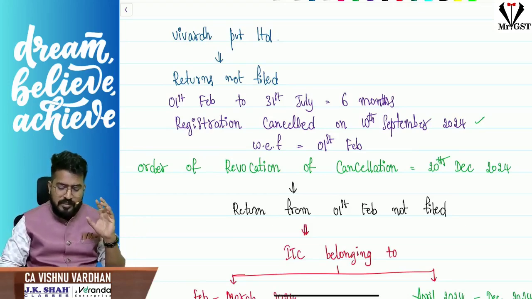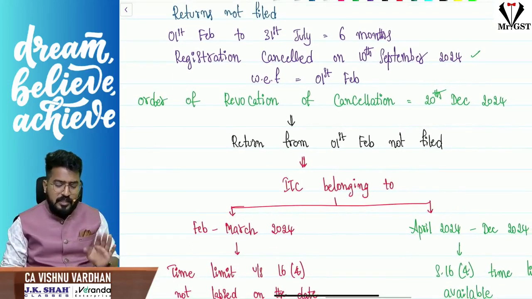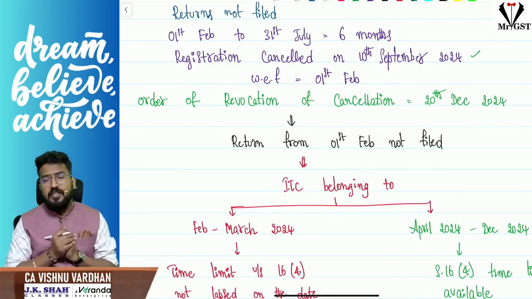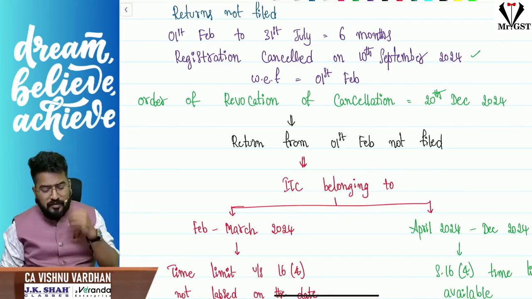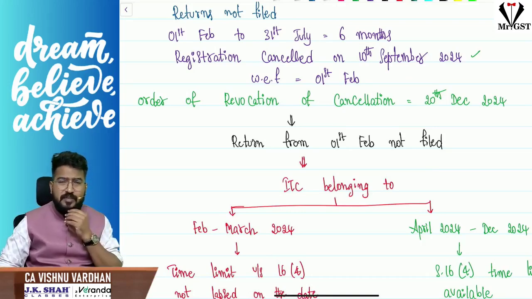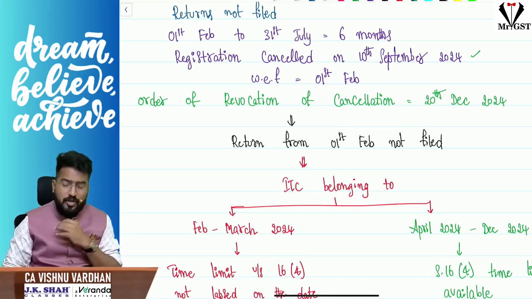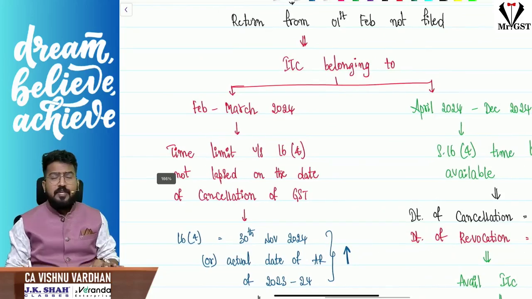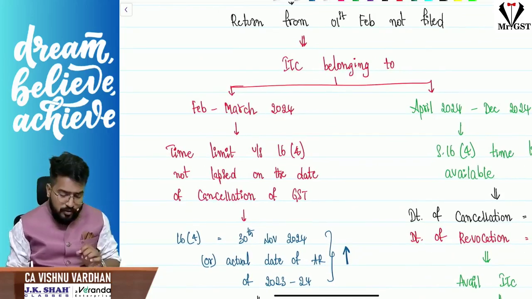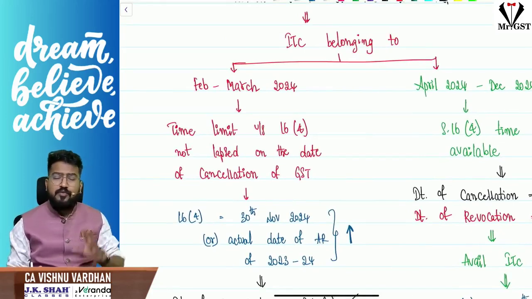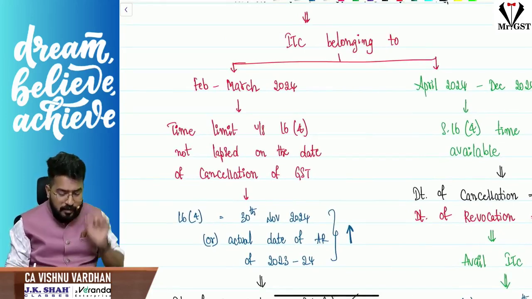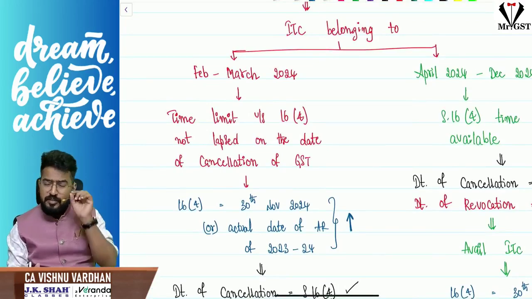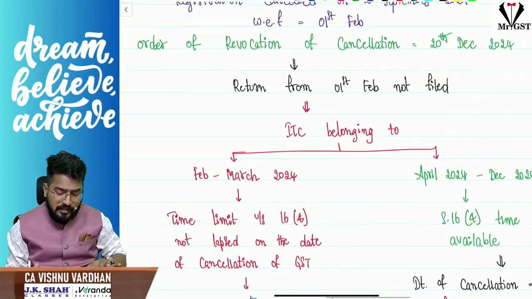Now here what we have to see is, what is the period of cancellation of registration? The order of cancellation is given on 20th December, but it is cancelled from 1st Feb. So from 1st Feb, I am not able to file the returns. Now, when I go for the revocation, I get it somewhere around 20th December 2024. For me, I was not able to file returns from 1st Feb, correct? Because registration is cancelled from 1st Feb. So Feb and March 2024, the ITC belonging to those months, the time limit to avail ITC under Section 16(4) was available at the time of cancelling my registration.